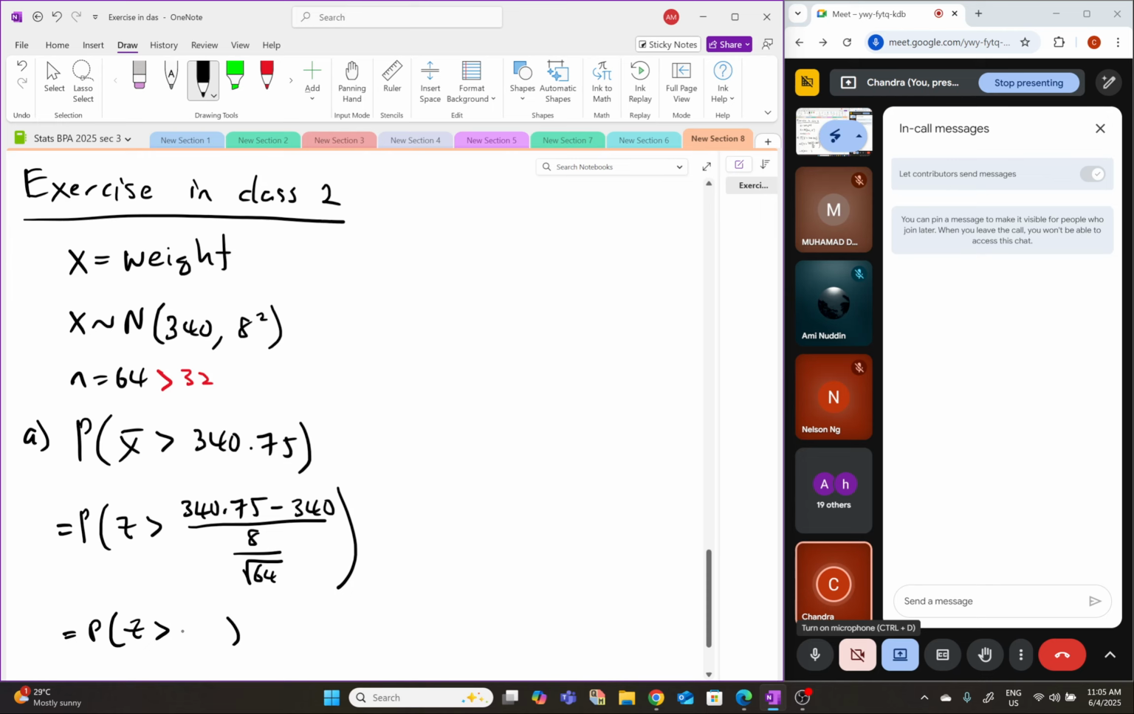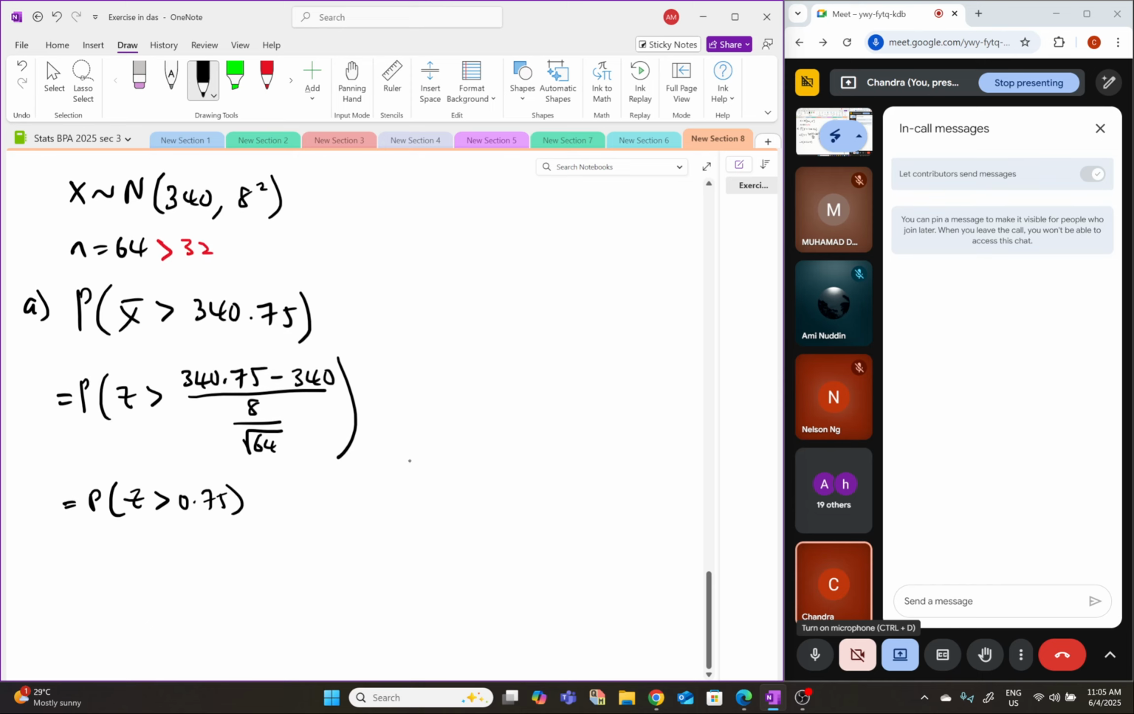Anybody get the answer? Good. 0.226. Good. So that is the answer. We have to find this area.